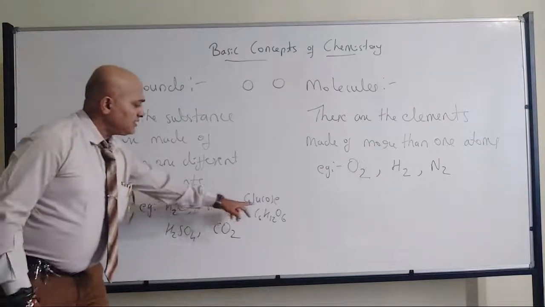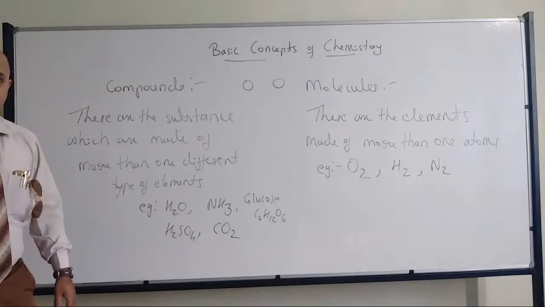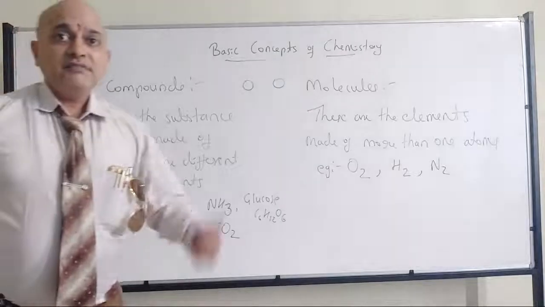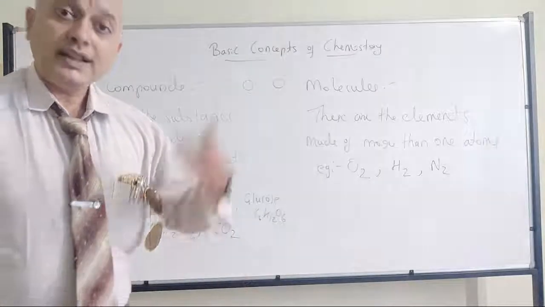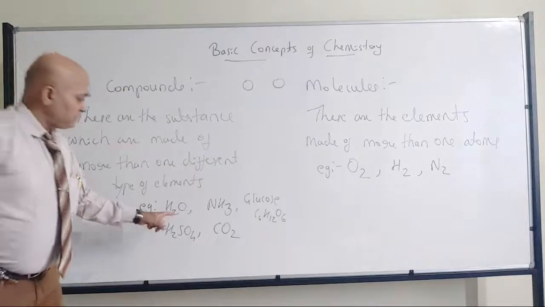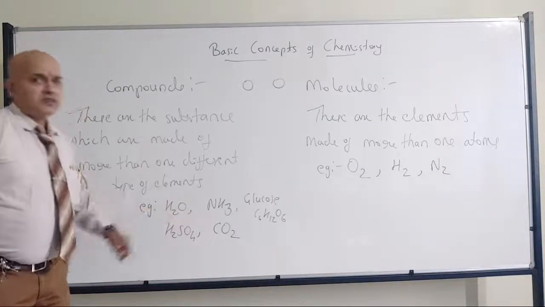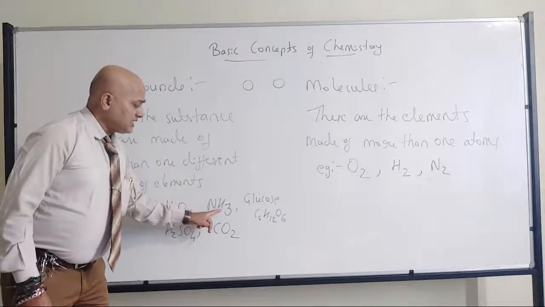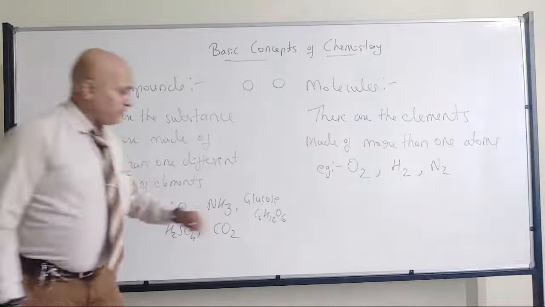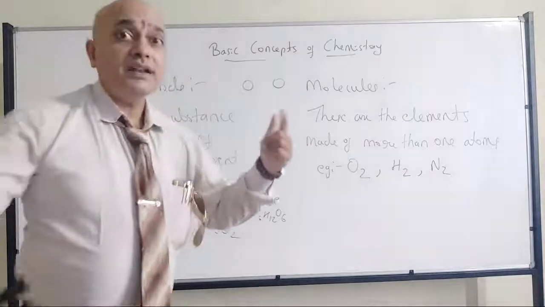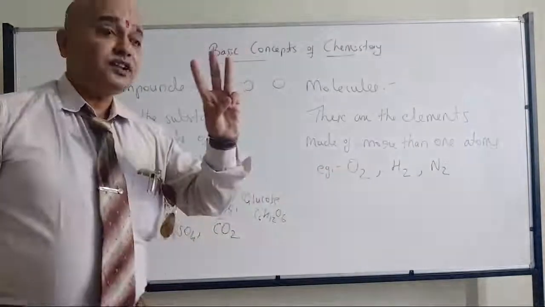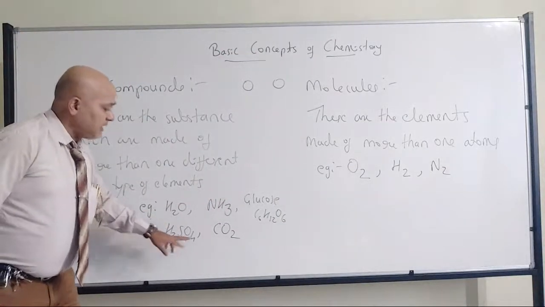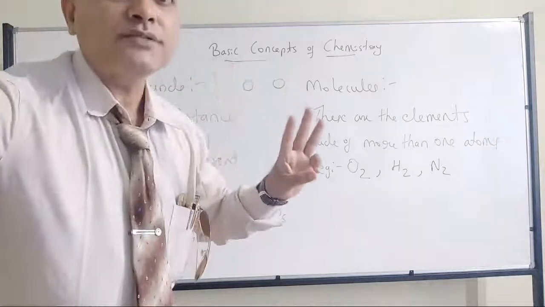Okay. Now I can tell that compounds are those substances which will be made up of more than one type of atoms. Whether it is more than two or it is two, whatever it is. If you observe here, hydrogen and oxygen, two different types of elements. Ammonia, nitrogen and hydrogen, two different types of elements. Glucose, carbon, hydrogen and oxygen, three different types of elements. Sulfuric acid, hydrogen, sulfur and oxygen, three different types of elements.